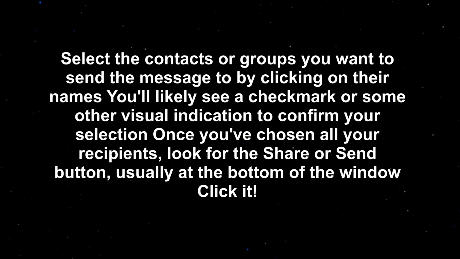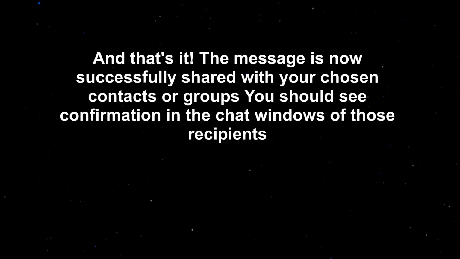Once you've chosen all your recipients, look for the Share or Send button, usually at the bottom of the window. Click it, and that's it. The message is now successfully shared with your chosen contacts or groups. You should see confirmation in the chat windows of those recipients. Now you know how to quickly share messages in Aisensy.